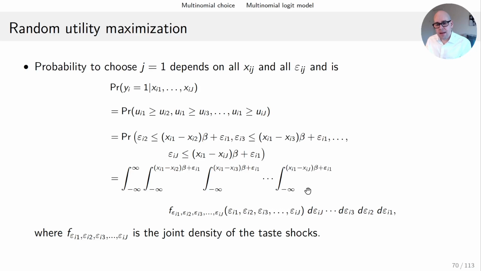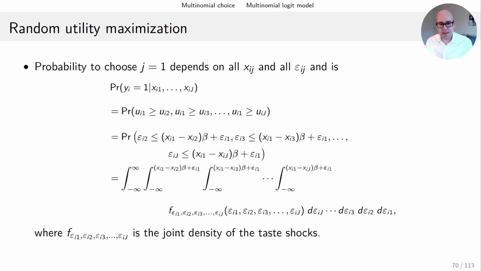So this last one here is representing this last inequality for a given epsilon i1, and then I still need to integrate out the epsilon i1, which is done here in this outermost integral. Now, this is basically true by definition here, right? I'm just writing out what it means to get a choice probability when there is utility maximization and when exactly one alternative is picked.